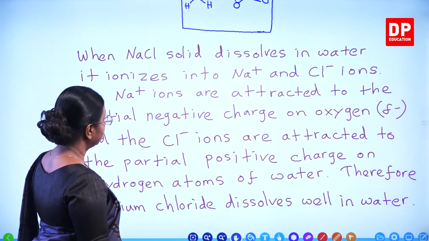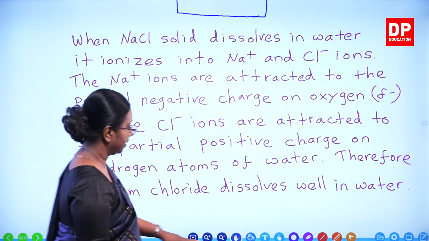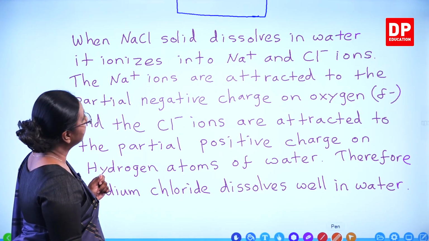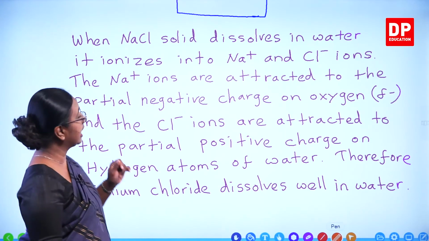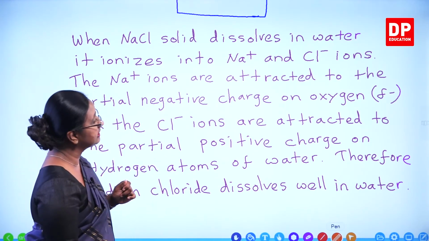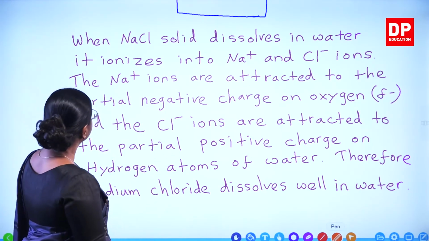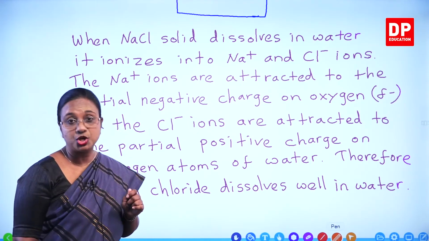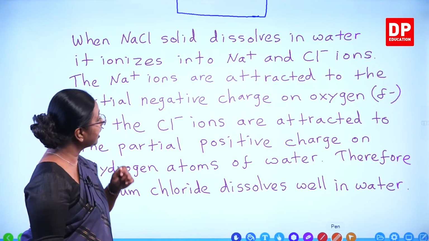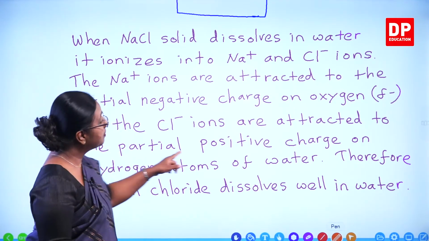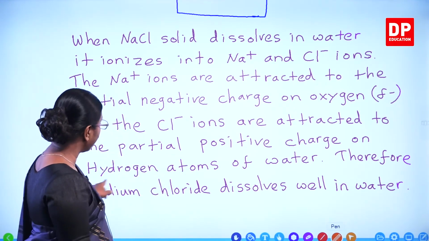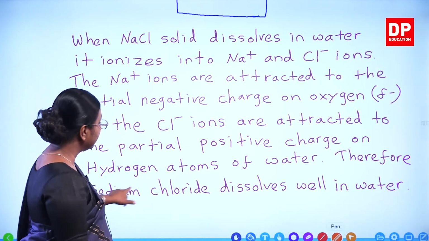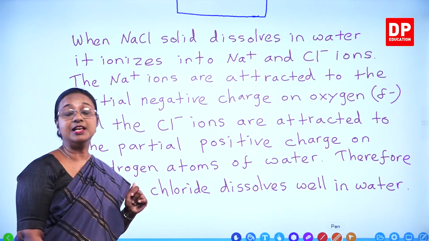So if we look at the answer, you can see when sodium chloride solid dissolves in water, it ionizes into sodium ions and chloride ions. The sodium ions are attracted to the partial negative charge on oxygen and the chloride ions are attracted to the partial positive charge on hydrogen atoms of water. Therefore, sodium chloride dissolves well in water.